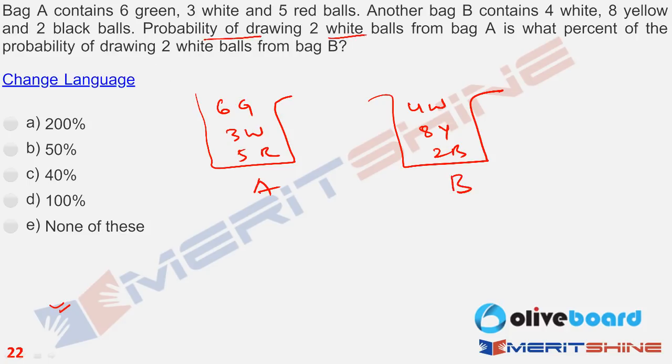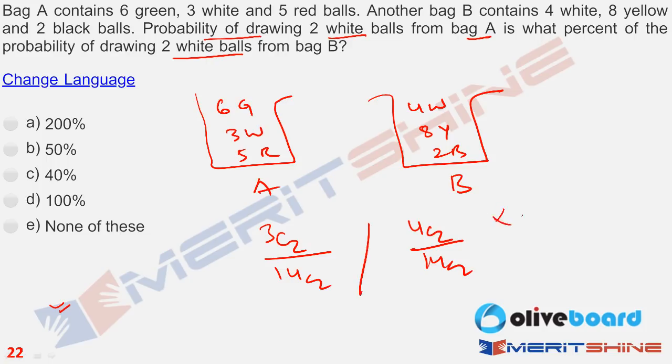Probability of drawing 2 white balls from A. 2 white balls from A will be what? 3C2 out of how much? 14C2. And this is how much? What percent of probability of drawing 2 white balls from B? 2 white balls from B will be what? 4C2 upon 14C2. Percentage we have to find out. So this divided by this into 100 is what they are asking me. This is anyways gone. So how much is it? 3C2 is 3 and 4C2 is 6. That is 50%. Simple.